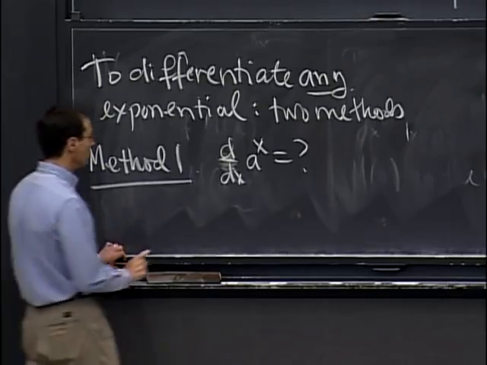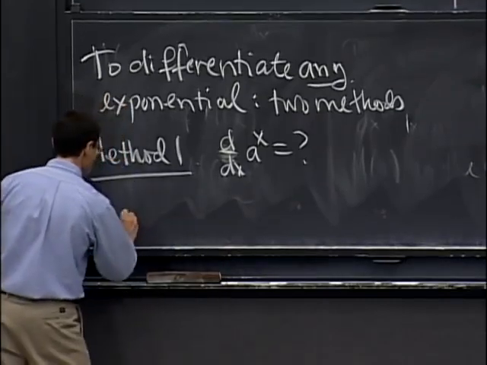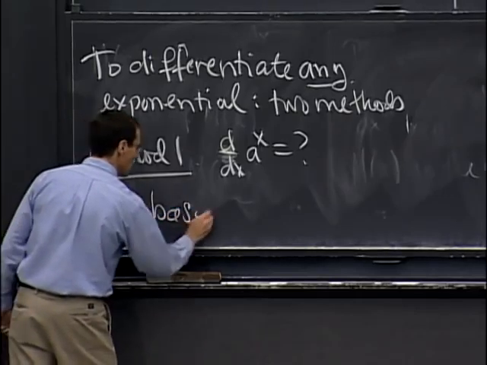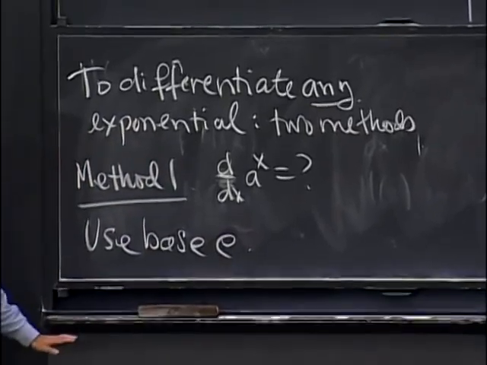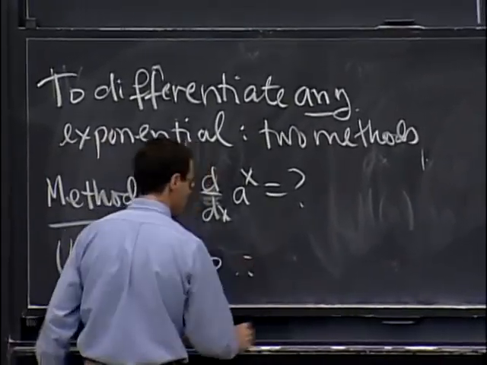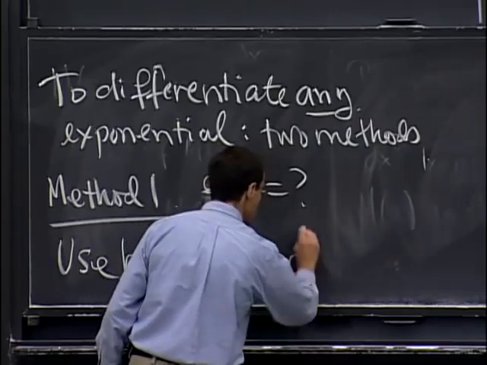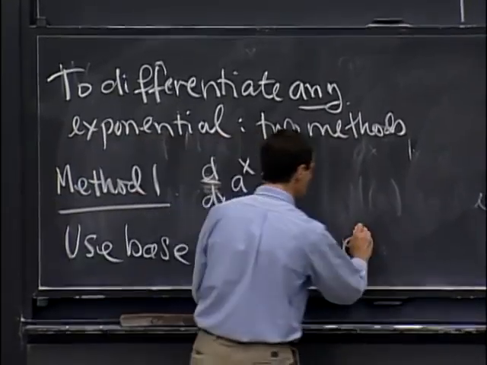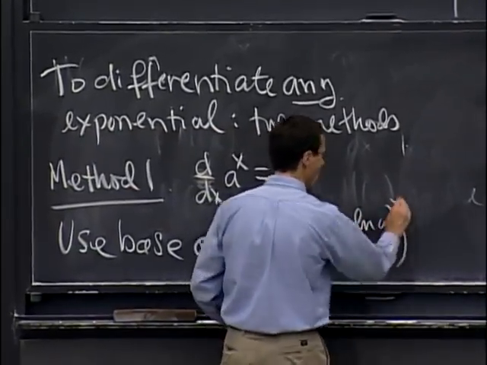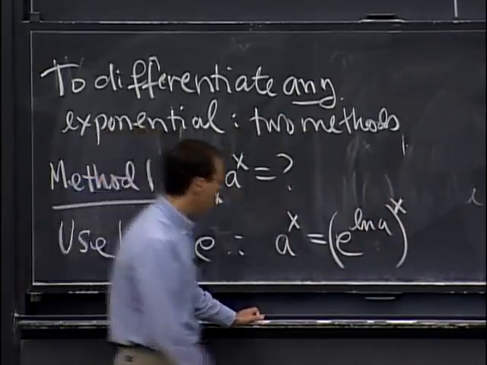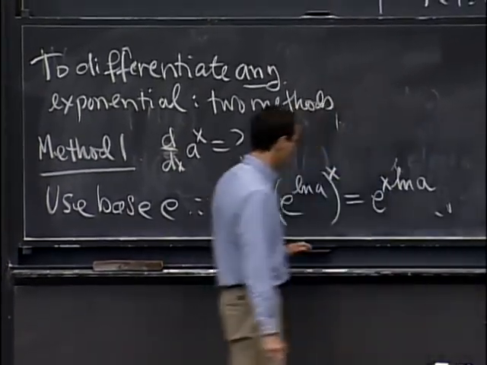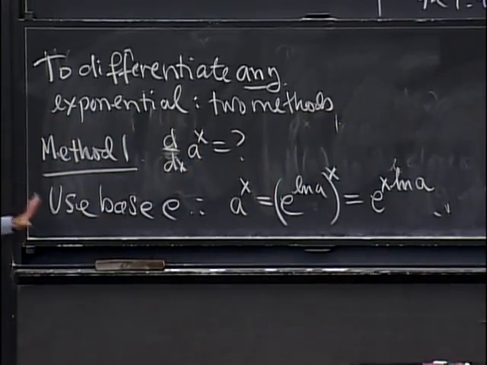And here's the procedure. The method is to use base e, or convert to base e. So how do you convert to base e? Well, you write a to the x as e to some power. So what power is it? It is e to the power log a, to the power x. And that is just e to the x log a. All right, so we've made our conversion now to base e, an exponential of something.